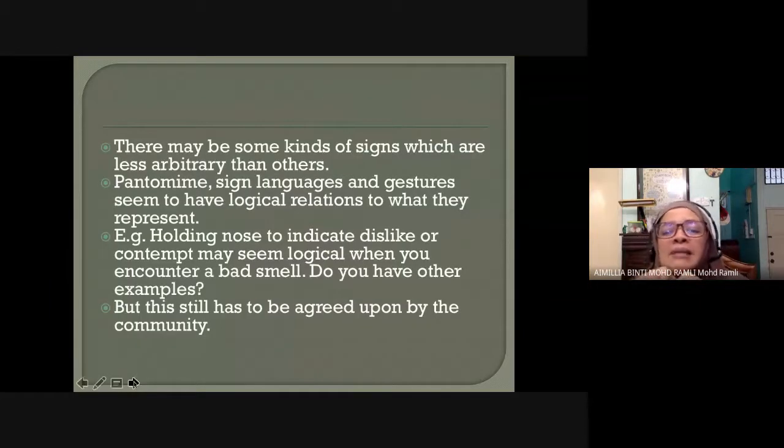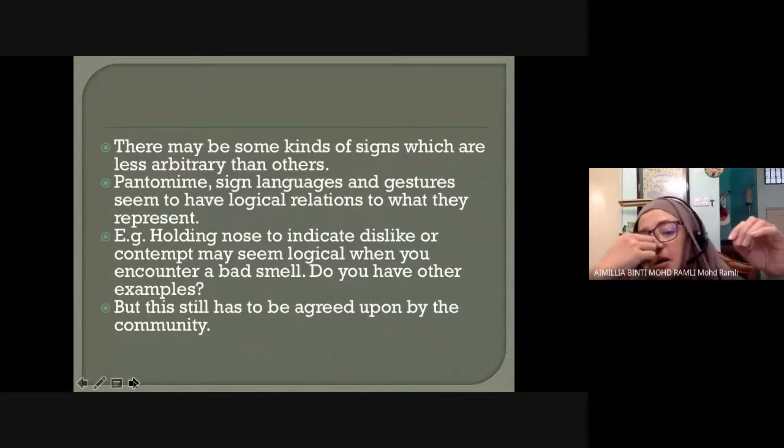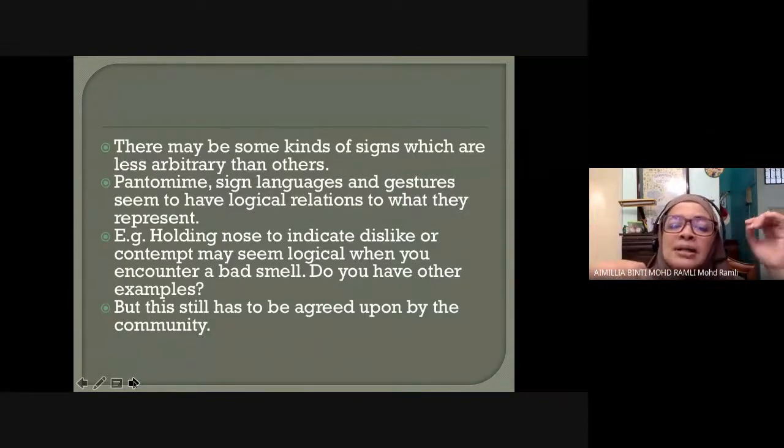There are also some kinds of signs which are less arbitrary than others. And these signs are pantomime, sign languages, and gestures which seem to have a logical relation to what they represent. For example, if we hold our nose to indicate dislike or contempt, the idea that it indicates dislike or contempt is fairly clear. You hold your nose and stop your nose from smelling the bad thing. But still, this has to be agreed upon by the community. Even though it's a gesture, it has to be agreed upon by a whole community.